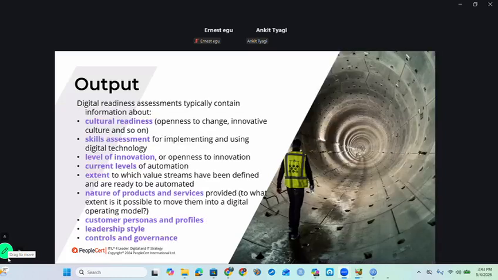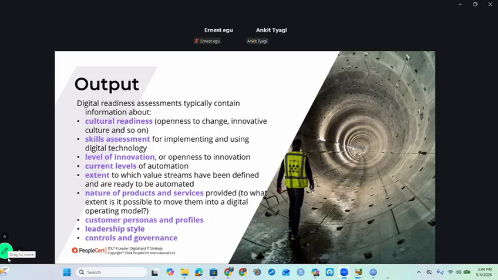Then a digital readiness assessment typically contains information about the cultural readiness, openness to change, innovative culture, and so on. Skills assessment for implementing and using digital technology. Level of innovation, or openness to innovation. Well, of course, that is something that we need to identify. How open are we towards innovating new ways of working?